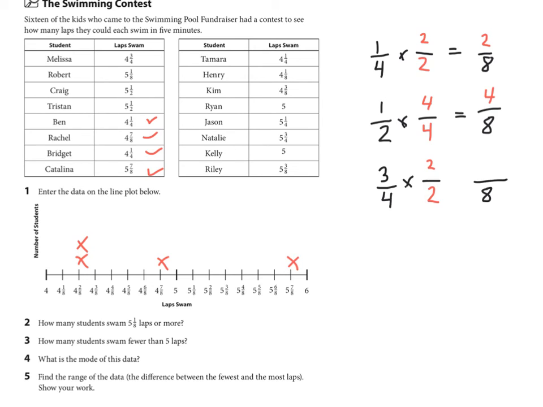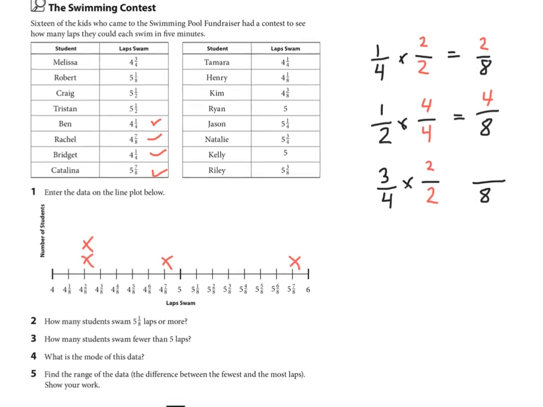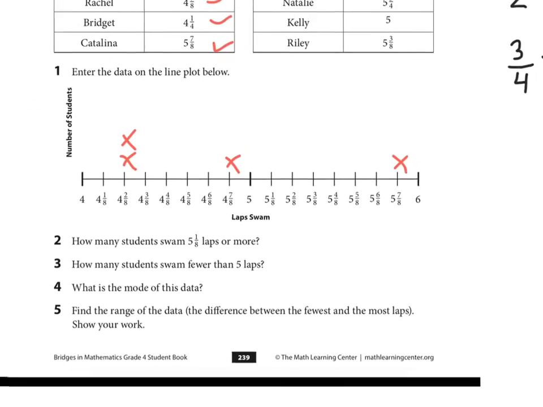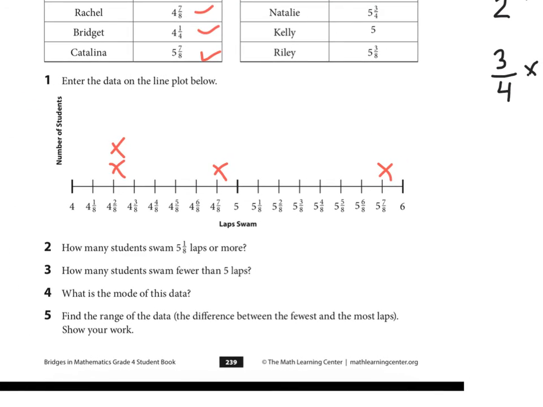And then just the questions here are basically how many were 5 1/8 or more. So how many x's do you have on that side of 5 1/8? And then how about fewer than 5 would be how many x's do you have there? And then again, mode, the tallest one, and then the range, you need to subtract your maximum minus minimum.